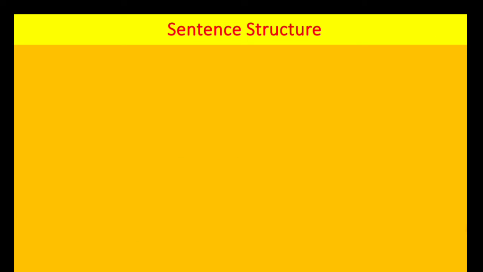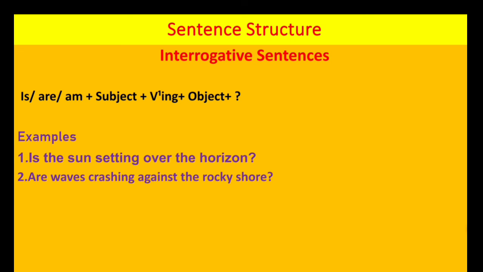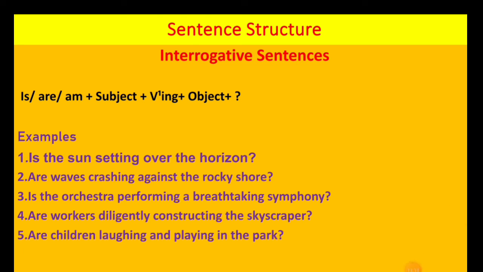Now let's have a look at the sentence structure of interrogative sentences. In interrogative sentences, we bring the helping verb at the start of the sentence, then we add subject, first form of verb, object, and question mark. For example: Is the sun setting over the horizon? Are waves crashing against the rocky shore? Is the orchestra performing a breathtaking symphony? Are workers diligently constructing the skyscraper? Are children laughing and playing in the park? Are raindrops gently falling from the heavens? In all these sentences, the helping verbs are brought at the start of the sentence.